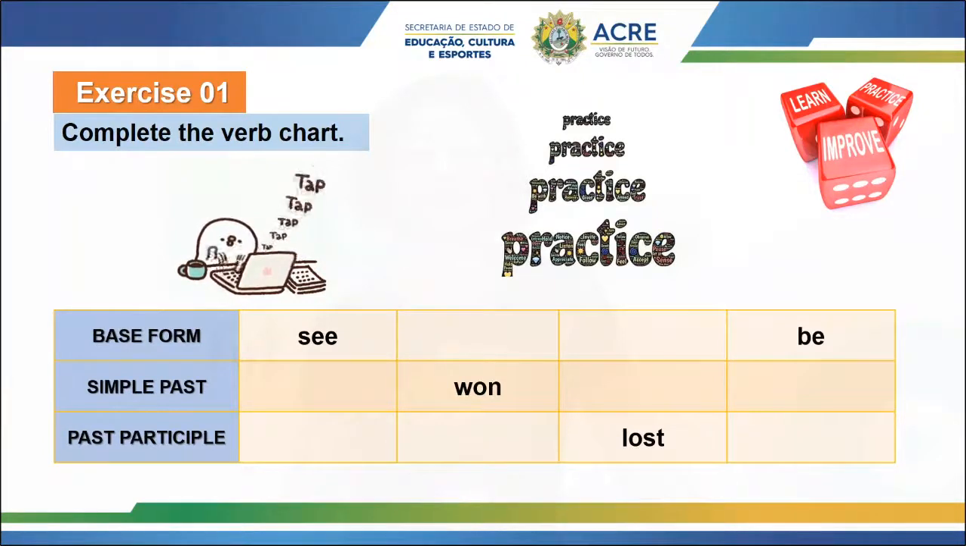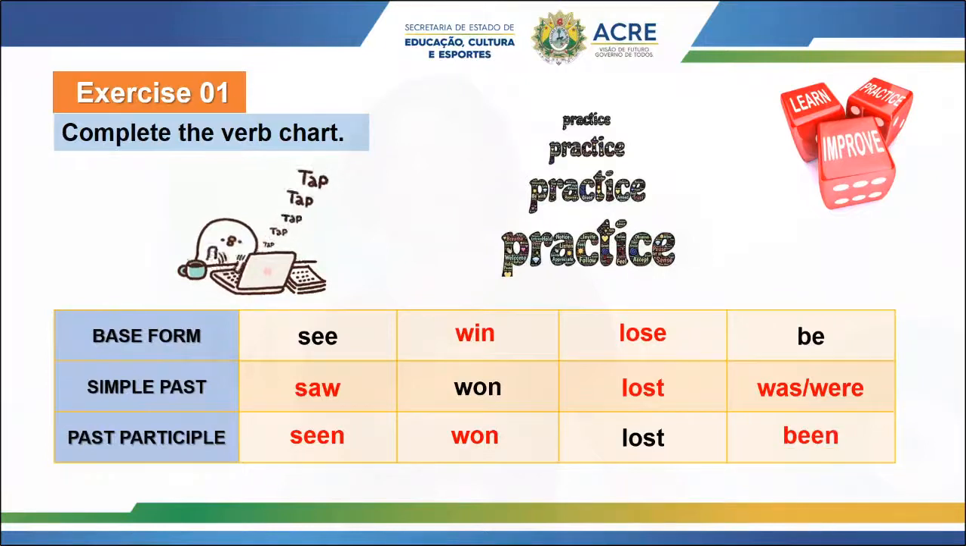Let's check. See, saw, seen. Simple past, won. What is the base form? What is the past participle? Time to think. Let's check. Win, won, won. Past participle, lost. What is the base form? What is the simple past? Think about it. Let's check. Lose, lost, lost. Base form, be. What's the simple past? What's the past participle? Time to think. Let's check. Be, was, were, been.